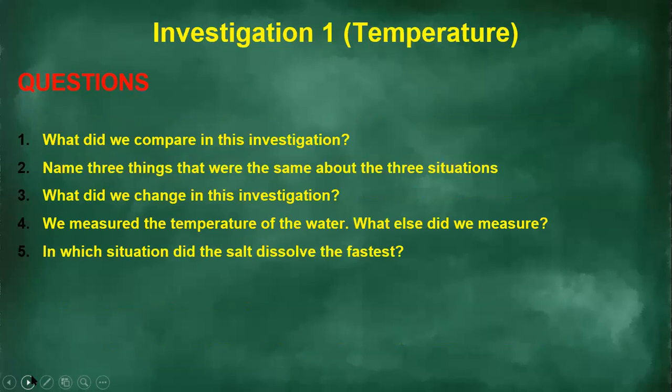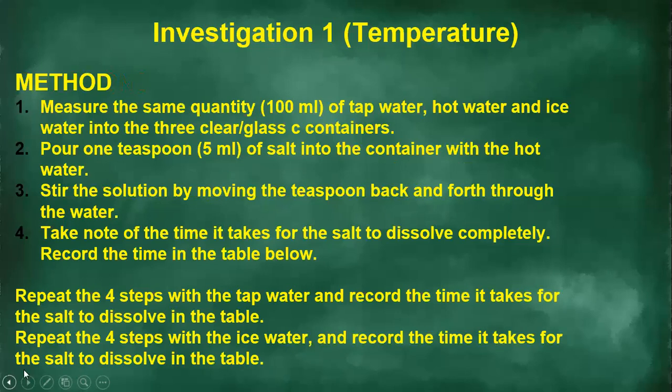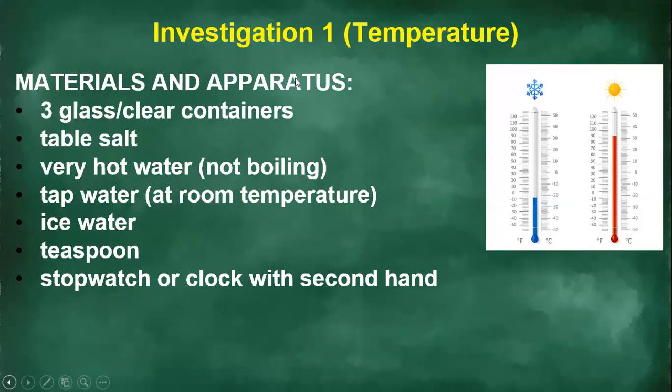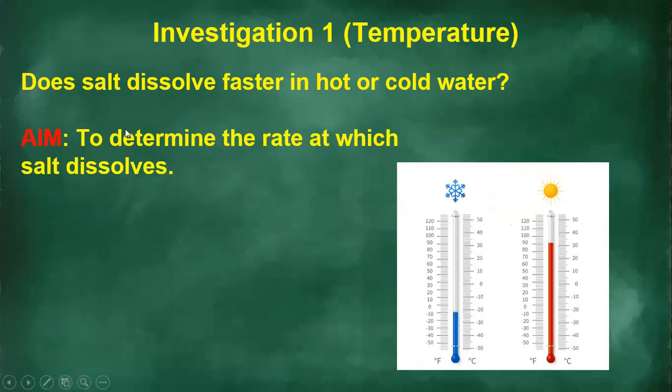So when you're doing an investigation, first you'll need the materials and the apparatus. Then before even you need that, you need to know the aim of the investigation. Okay, so the aim is to determine the rate at which it dissolves. So I'm teaching you how to become a scientist and how scientists record information. So you have the aim.